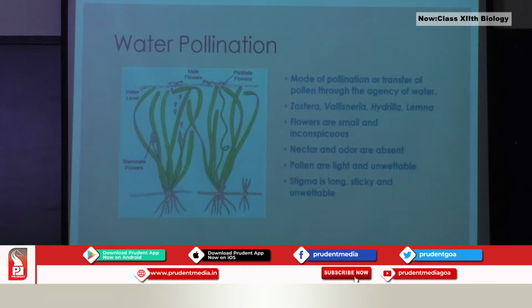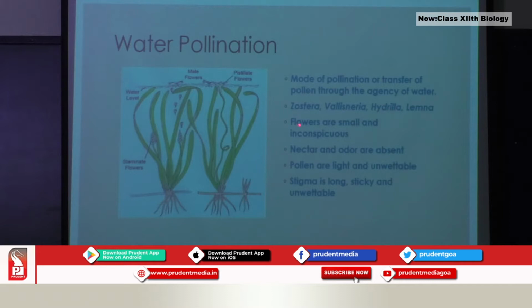But it also could be with the help of insects, students. Isn't it so? Male flowers are present on the water surface. Female flower is also there on the water surface. So even insects could be the agents involved to transfer the pollens from the male flowers to the female flowers. But what kind of pollination is this? Water or hydrophily.